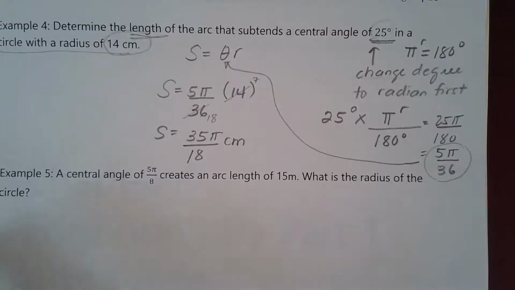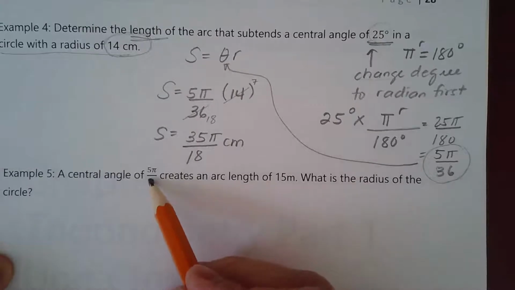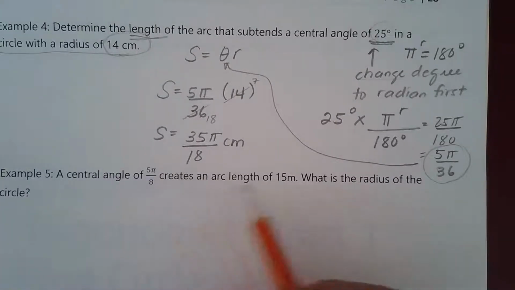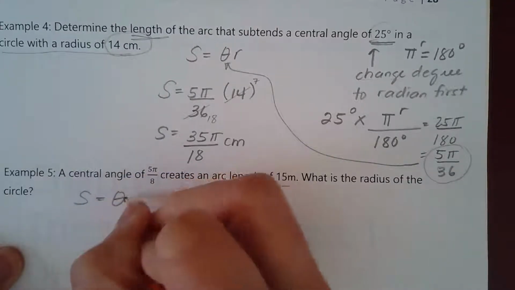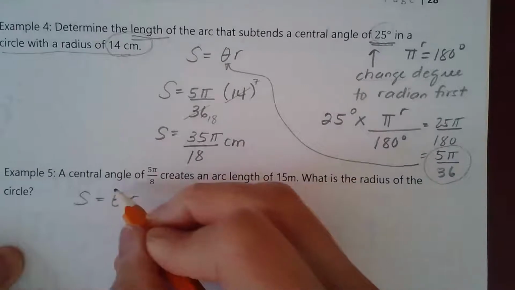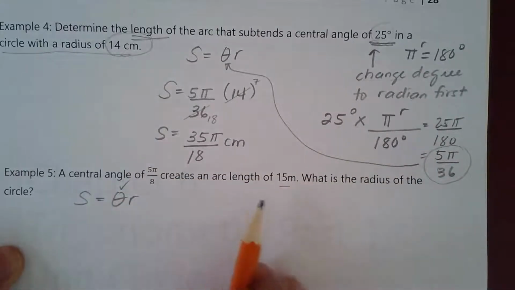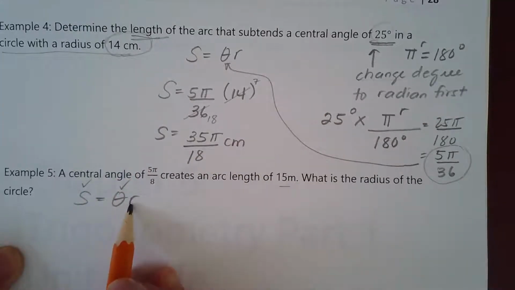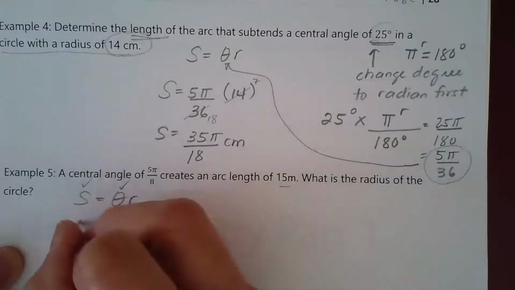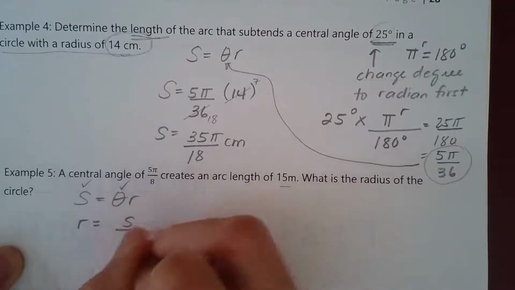Okay, so example number 5. A central angle of 5 pi by 8 creates an arc length of 15 centimeters. What is the radius of the circle? So S is equal to theta r. We're given the central angle, theta. We're given the arc length, which is the S. We're looking for the r. So r is equal to S divided by theta.